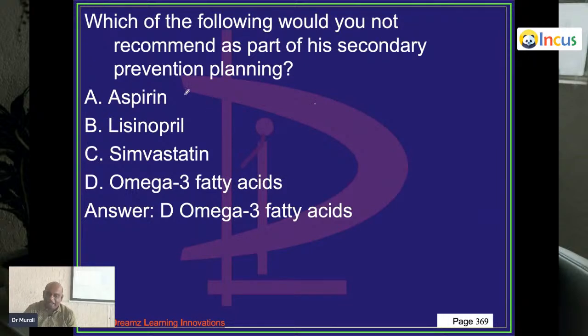So don't forget aspirin, lisinopril, simvastatin. They're all part of the secondary prevention. Omega-3 fatty acids come under primary prevention.